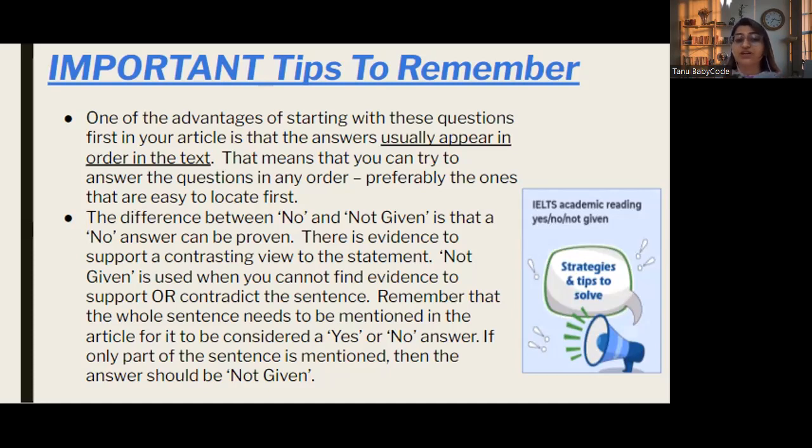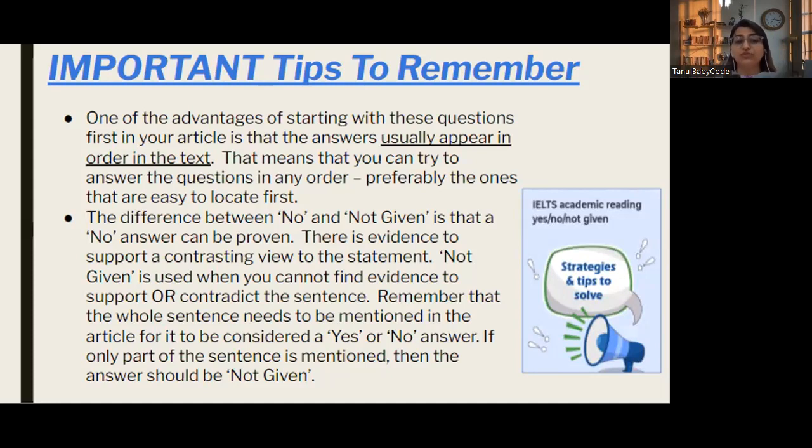That means you can try to answer the questions in any order, and you can start searching for the answers to the questions that are easy to locate first. You believe these are easier ones, I am able to find these answers very quickly, this statement is very quick, I have certain keywords. So start finding the one which you believe you can easily find. In that case it is helpful for you, and you can locate the remaining ones also, because some will be before that and some will be after that.